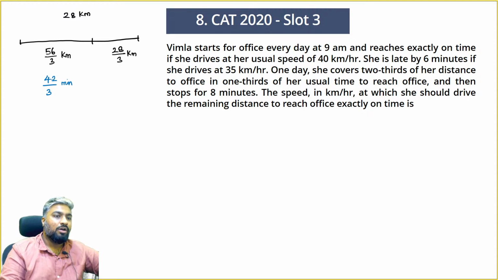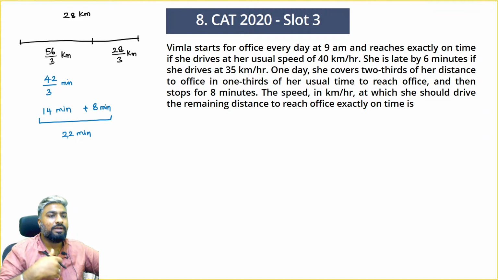Okay, so 42 by 3 minutes. 42 by 3 is how much? 14, correct? So 14 minutes she spent to cover this. 8 minutes she wasted. Okay, so can I say total 22 minutes are over? Total 22 minutes are over. Yes, she wants to reach the office exactly on time.